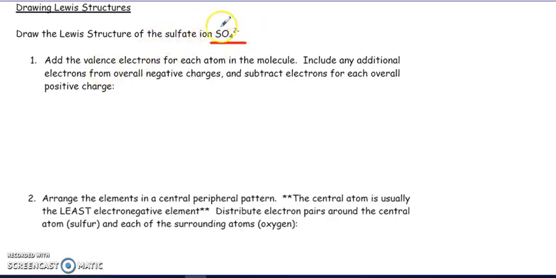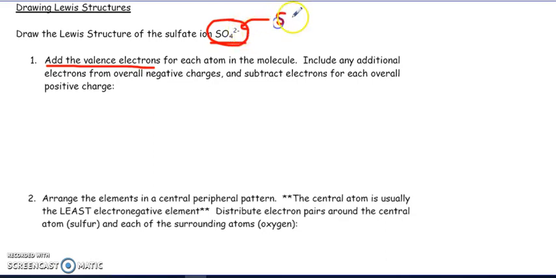So the first thing you want to do is create what I call the electron bank. So essentially what we're going to do is add up all of the valence electrons, right? So add the valence electrons, and you also have to include the charge. So I know I have 1 sulfur, 4 oxygens, and I have 2 extra electrons because of the -2 charge. If this was +2, that means I would have 2 fewer electrons. And of course, if there's no charge, you just add up the electrons as normal.